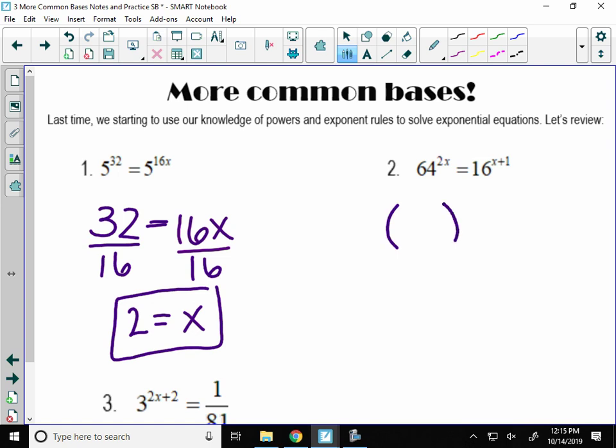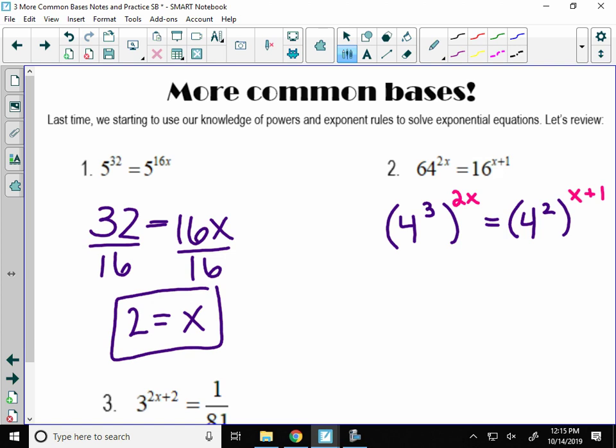What 4 to what power gives me 64? 4 to the 3rd. So I write 4 to the 3rd, and then I have to rewrite the power 2 to the x, 2x, on the outside. Then I do the same thing on the right. How do I rewrite 16 with a base of 4? 4 squared. And then again, I rewrite that exponent, x plus 1. I'd like you to show all the steps for now because it'll get a little bit more complicated in a little bit, and you'll want a little bit more work shown.